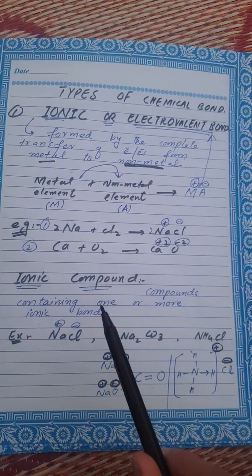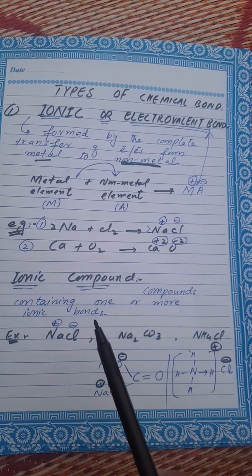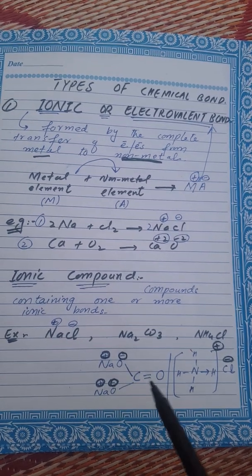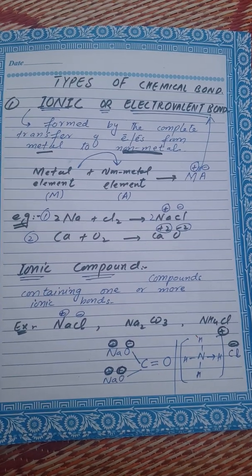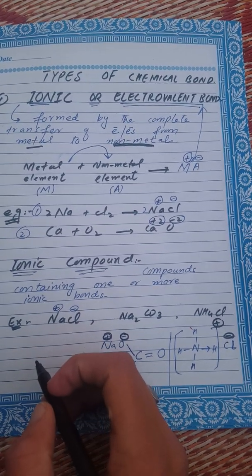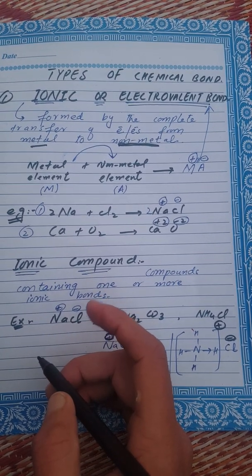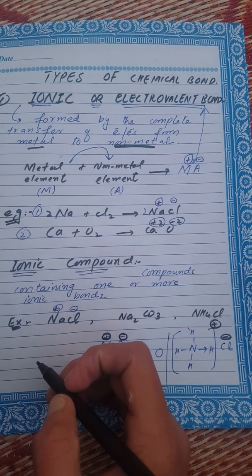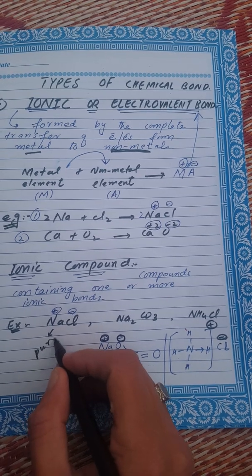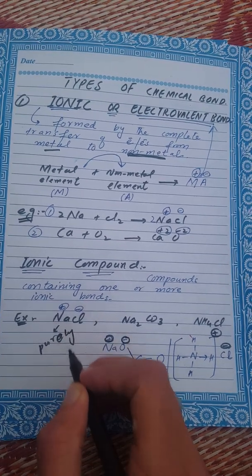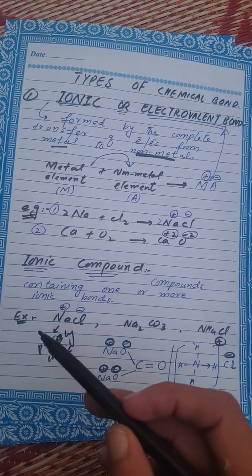Now let's talk about the ionic compound. The compounds containing one or more ionic bonds will be called ionic compounds. For example, sodium chloride. In sodium chloride we have ionic bond, so sodium chloride is an ionic compound. Any compound which contains at least one ionic bond will be considered an ionic compound. Sodium chloride is purely ionic because it has only ionic bond.